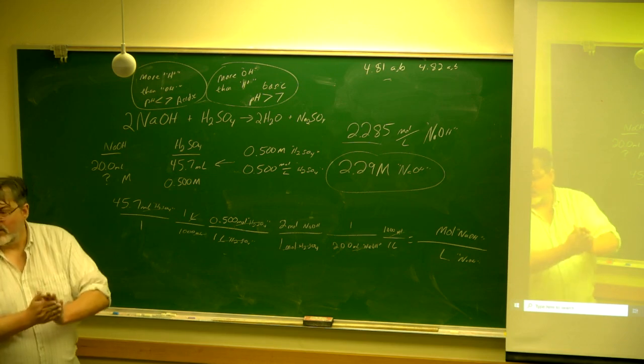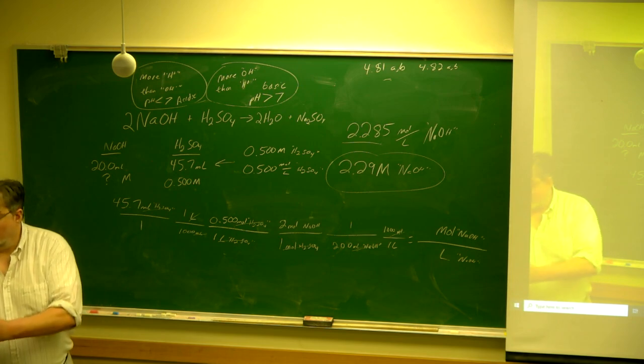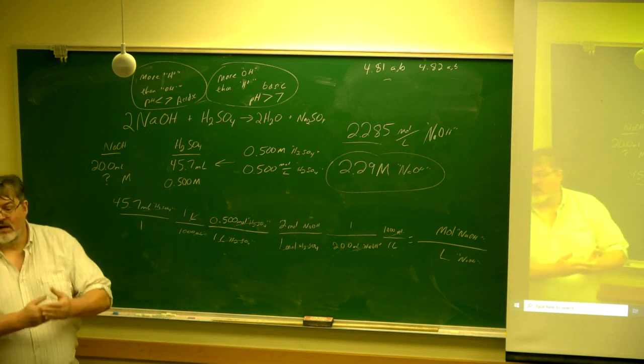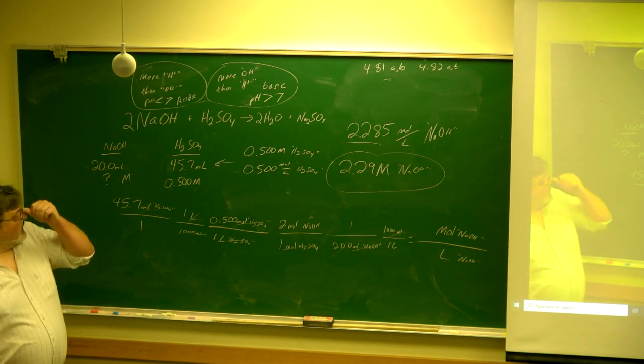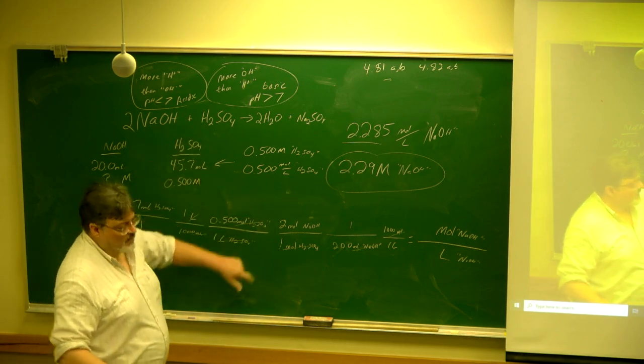And that's literally what we're doing in lab. You could do it the other way around. You could have an acid that you don't know the concentration of and a base that you do know the concentration of, and you can put the base in the burette instead of the acid. This is important, the balancing that showed up in here.